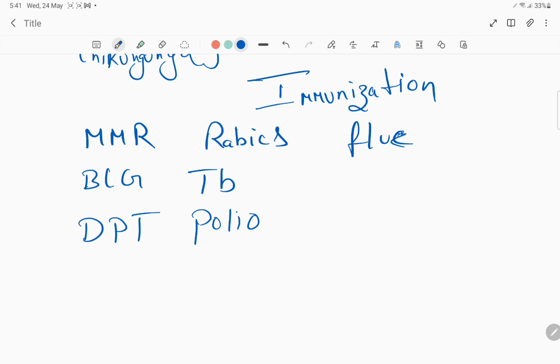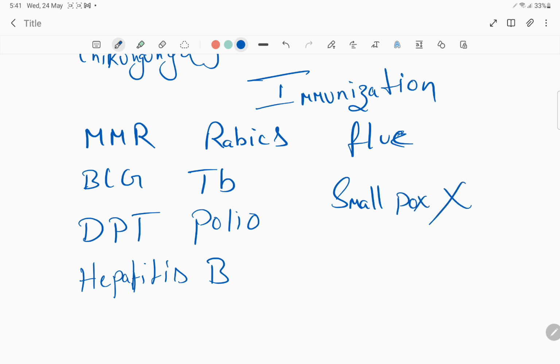And we have another vaccine called the hepatitis B vaccine. And with mass immunization we have eradicated smallpox. So smallpox is eradicated with mass immunization.